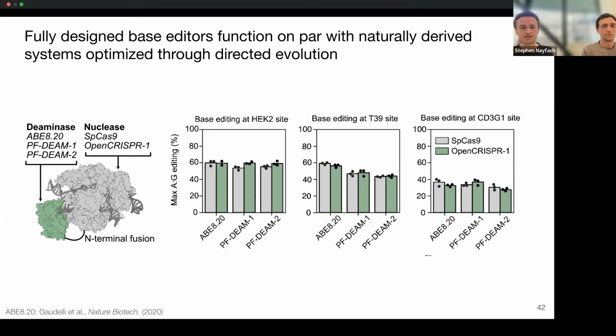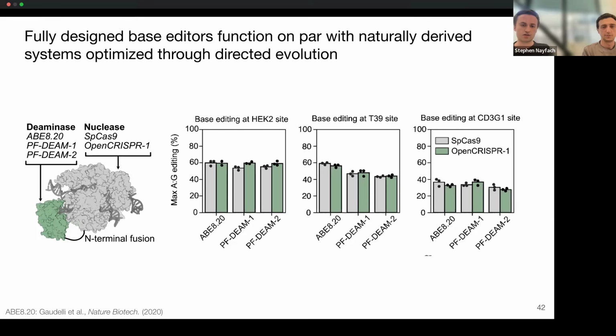So we did this at 3 sites. In the bars on the right side of the slide, we have the different nuclease components indicated by the color of the bars. So gray means a base editor was using SP-Cas9, and green means it was using OpenCRISPR-1. And then along the x-axis for each set of bars, we have the deaminase domain that was paired with that nuclease. And in general, the biggest takeaway is that OpenCRISPR-1 works well in this context.